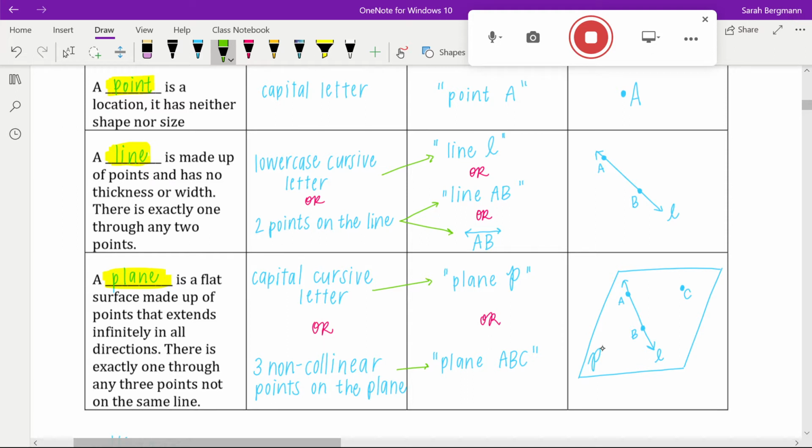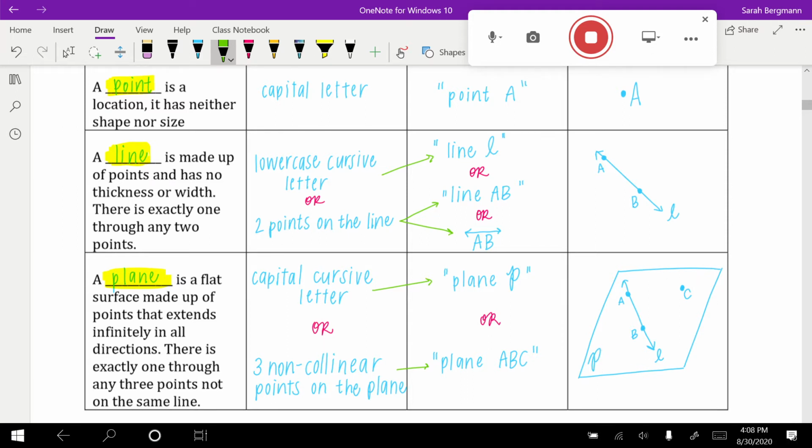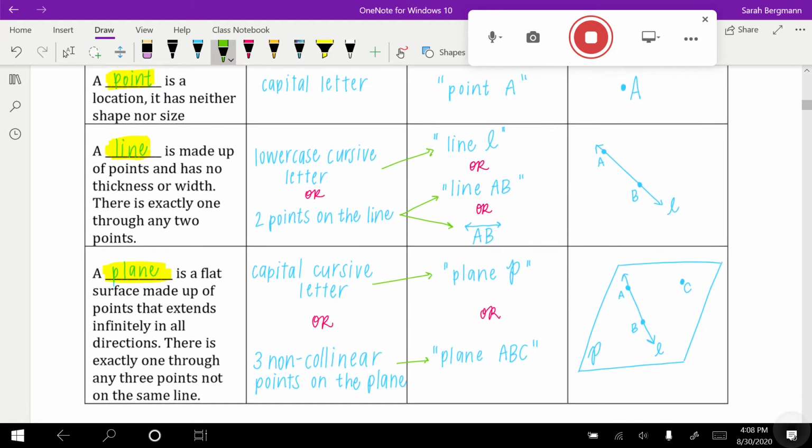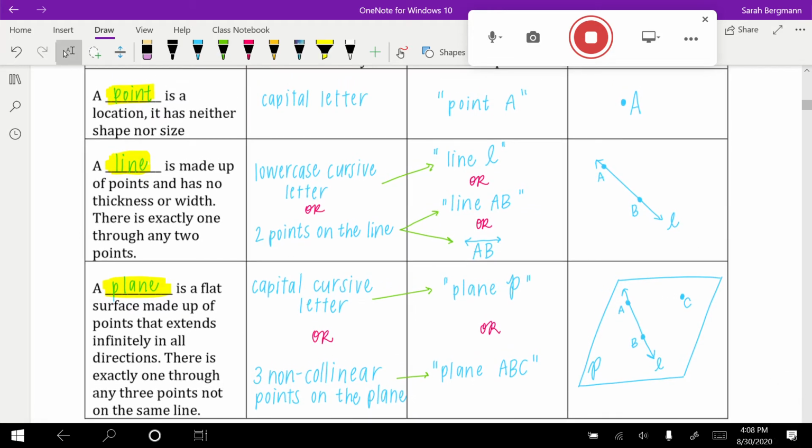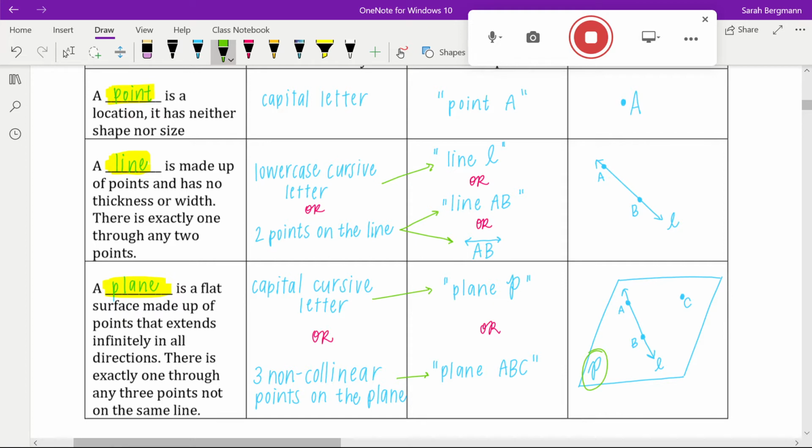Usually, you draw a plane with some kind of quadrilateral. Obviously, the plane extends infinitely in all directions, but we cannot draw that in real life, so we just have to put an end on it just for visualization, and the name goes somewhere in one of those corners.